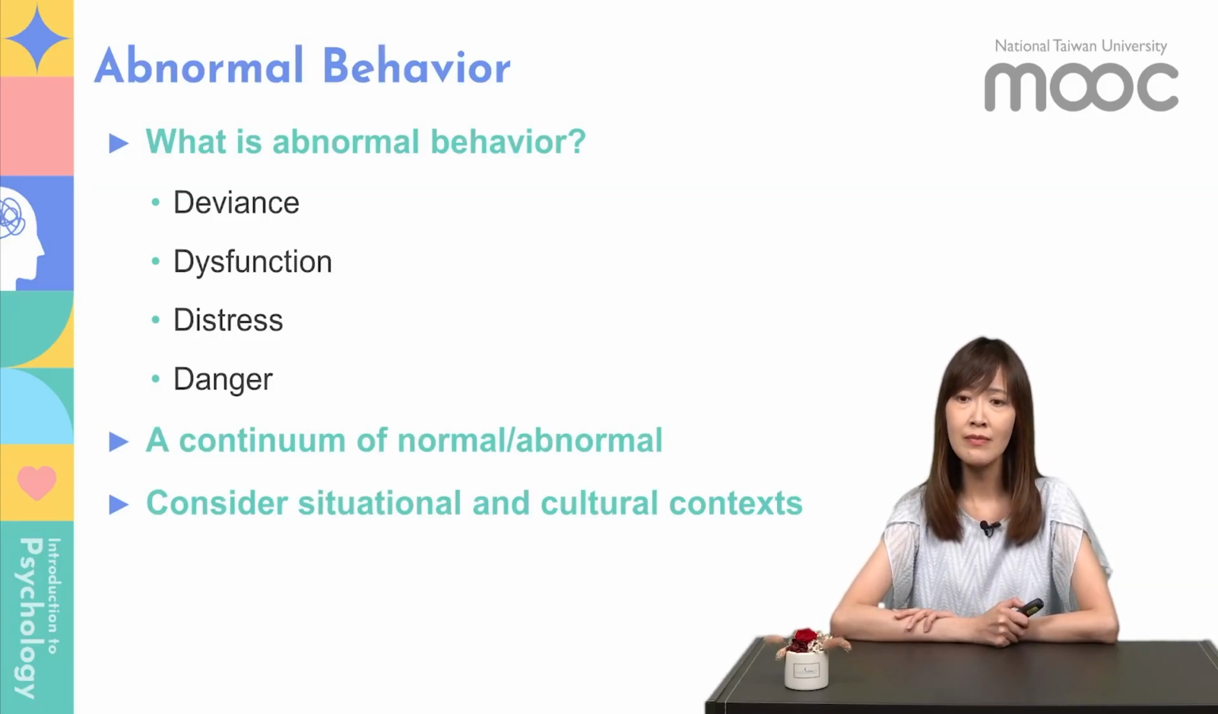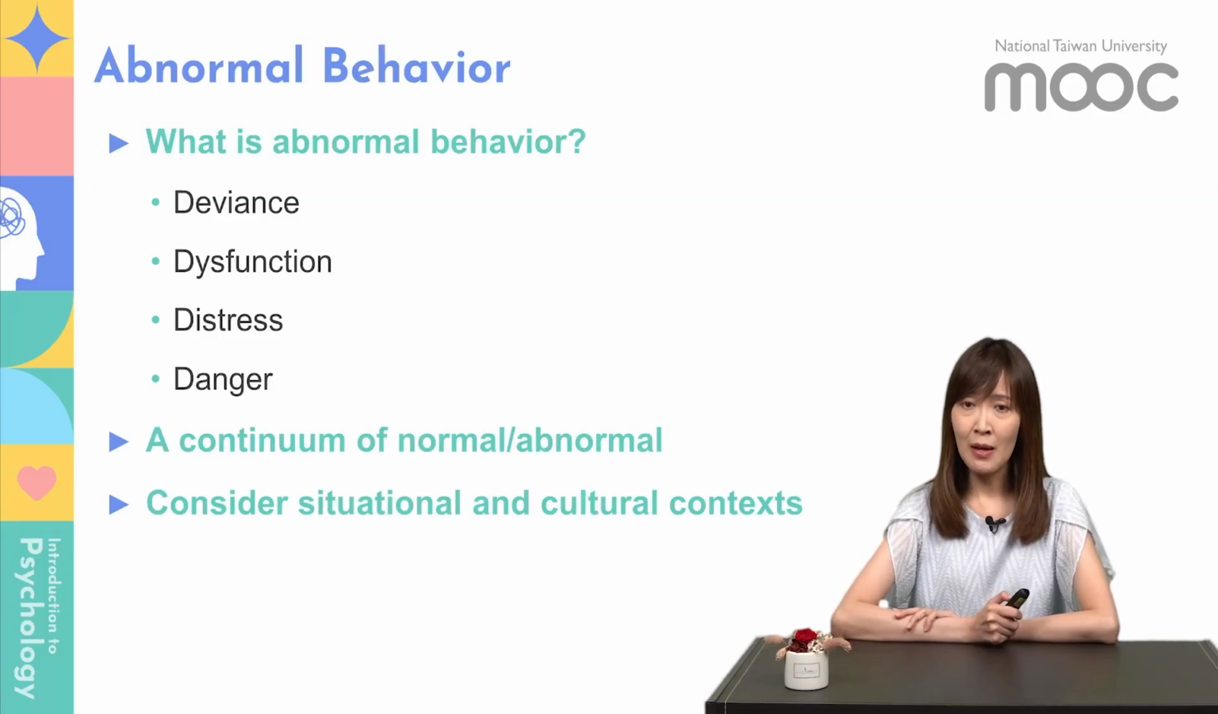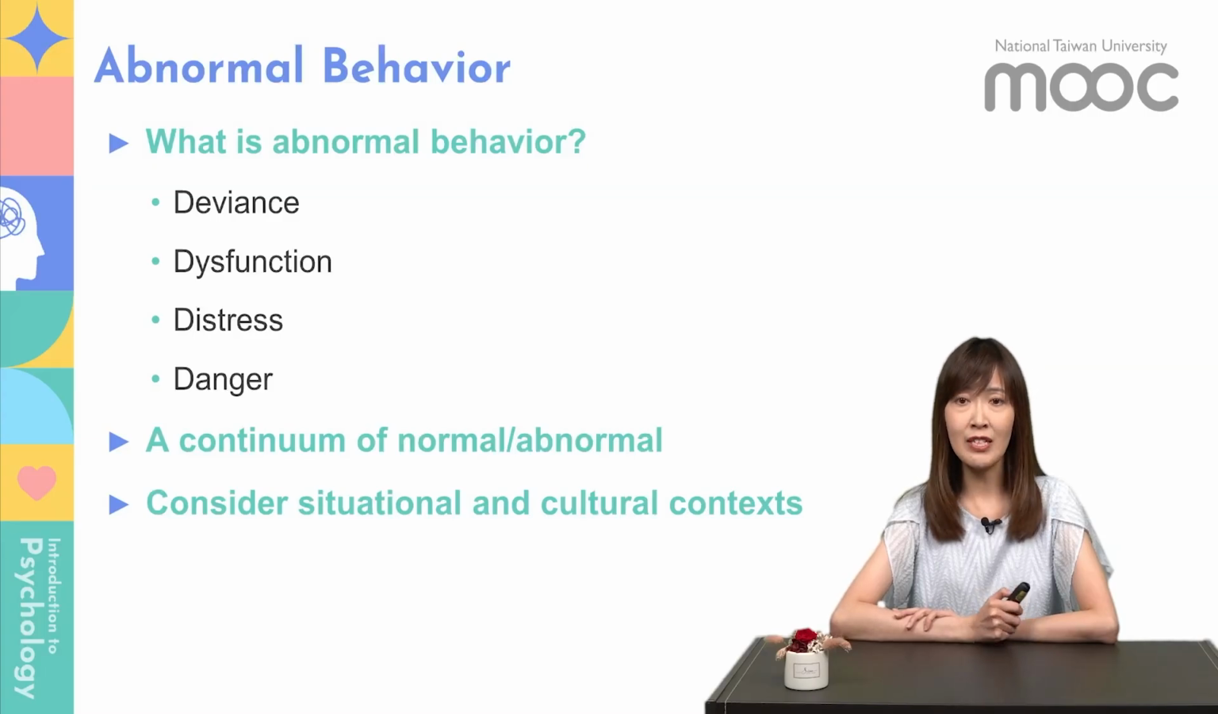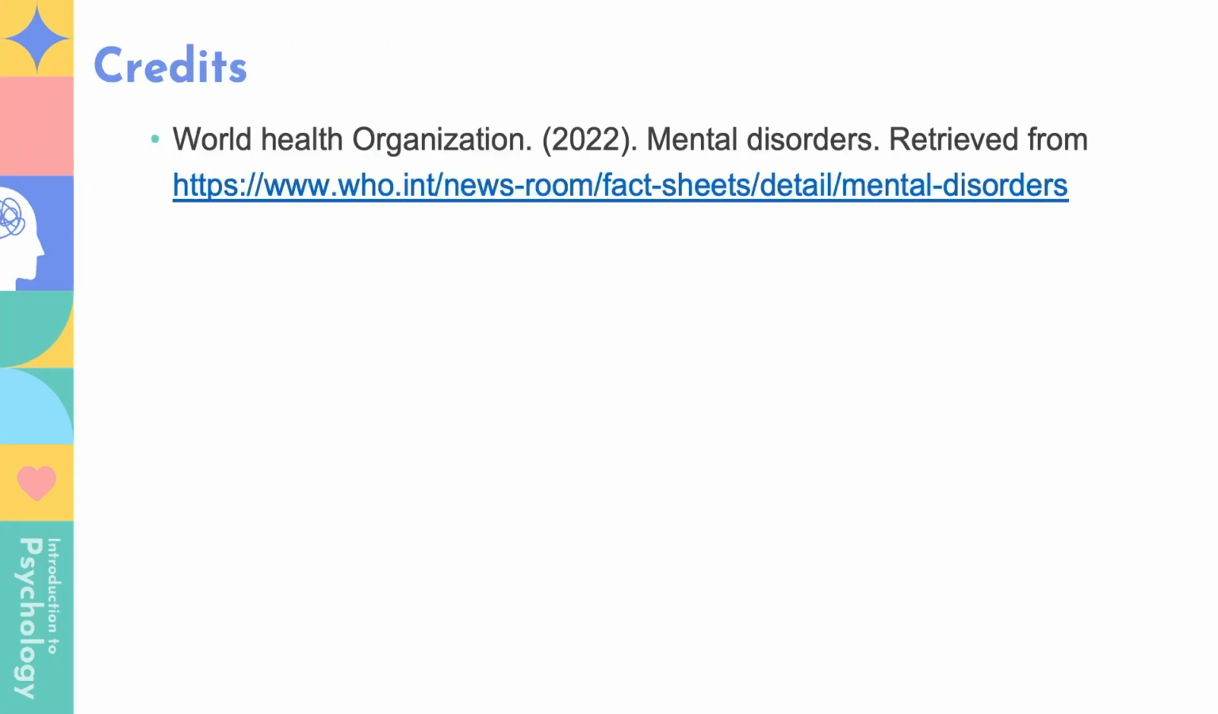For example, eating bats. Well, eating bats may not be normal in some cultures, but it might be normal in some cultures. They might eat bats occasionally. So when we consider behavior normal or abnormal, it's very important to take into consideration the situational context and cultural relativity.